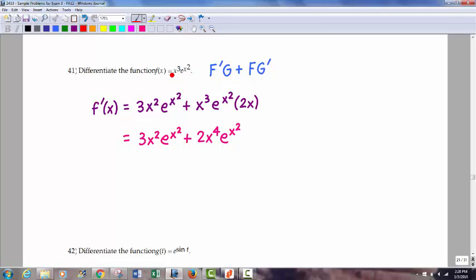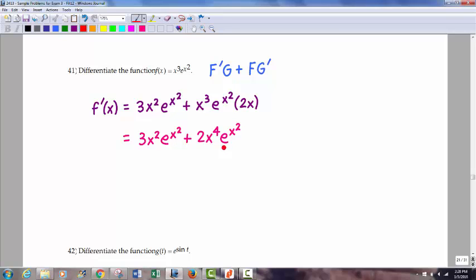So f prime g would be the derivative of x cubed, which is 3x squared, times the g itself, which is e to the x squared, plus the f, which is x cubed, times the derivative of e to the x squared, which will be e to the x squared. I put in parentheses to make it look a little neater there, times the derivative of that exponent x squared, which is 2x. Now you see I combined the x's, make it x to the fourth, put the 2 up front, make it look a little better, and we have 3x squared e to the x squared plus 2x to the fourth e to the x squared.